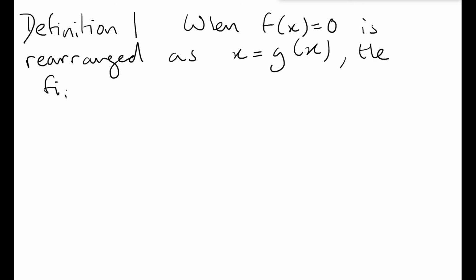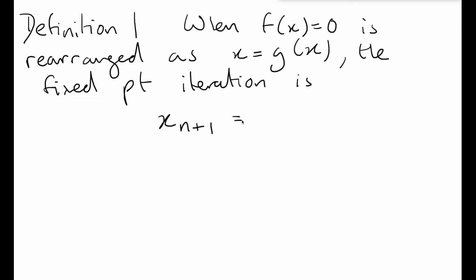The fixed point iteration is given by x of n plus 1 equals g of x of n. So that's just restating what our method is.